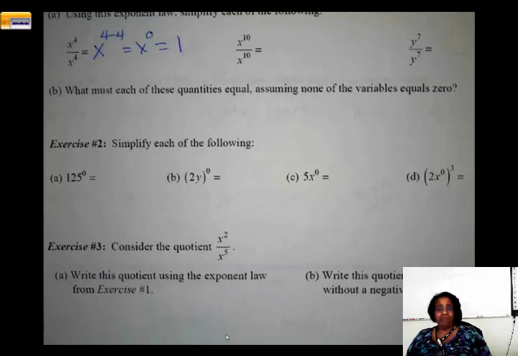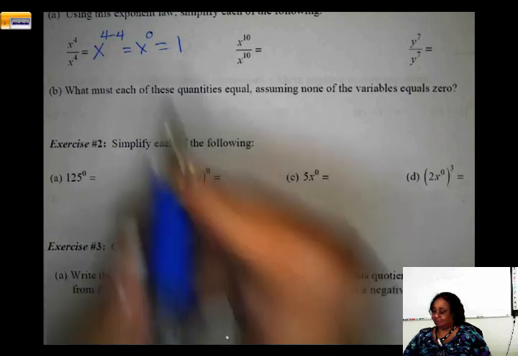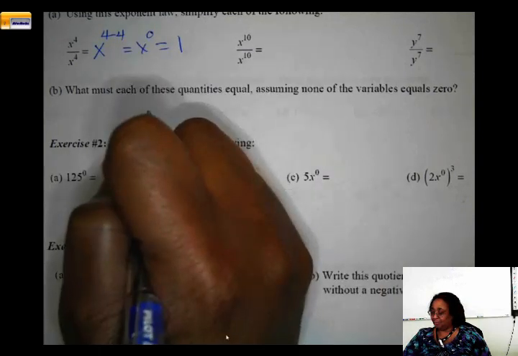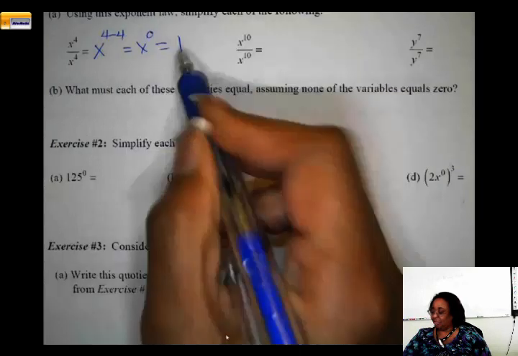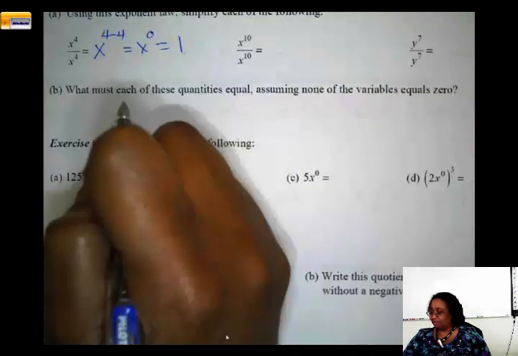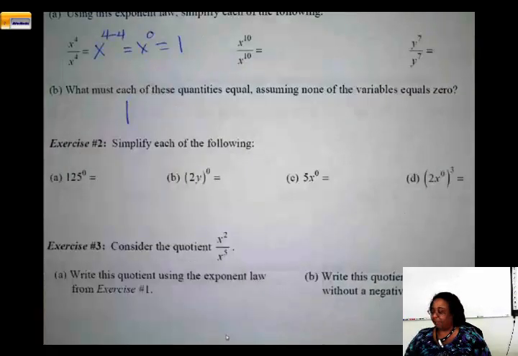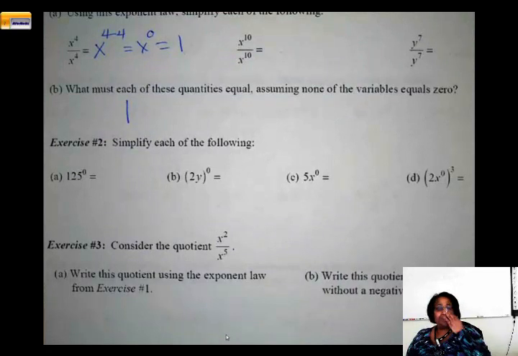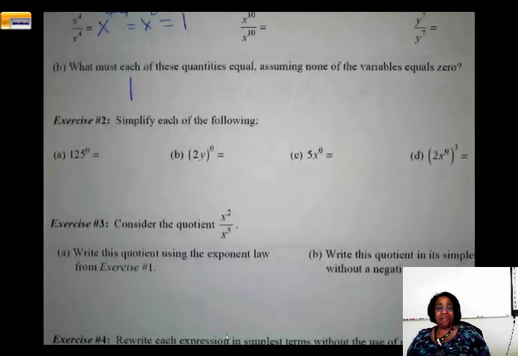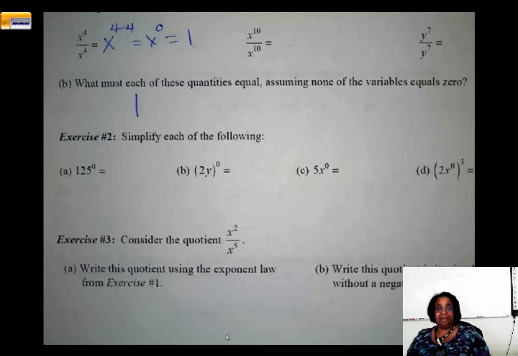I'm on page 3. Okay, B says, what must each of these quantities equal, assuming that none of the variables is 0? That answer should be what? Each one of these, the answer should be what? 1. All right. Number 2 says, simplify these other problems.